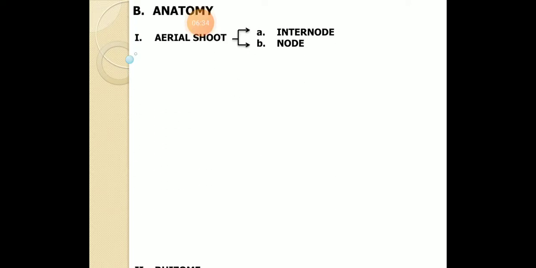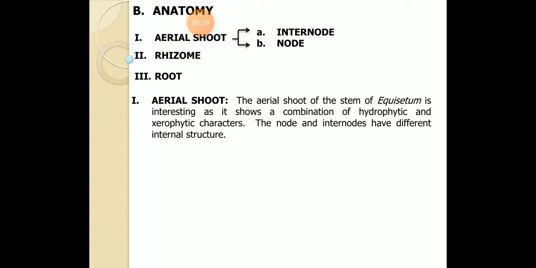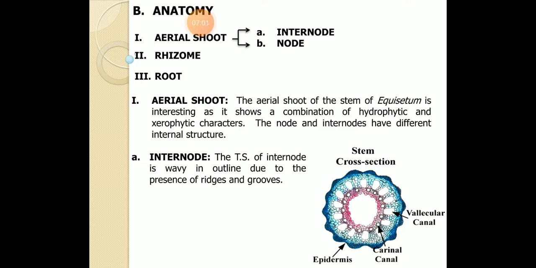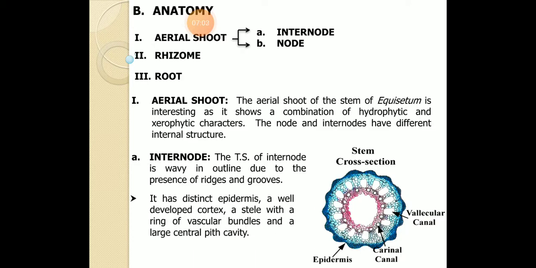Coming to the anatomy of Equisetum, the aerial shoot consists of the internode and the nodal region. The structure of the aerial shoot is interesting, as it combines hydrophytic and xerophytic characteristics. This is the cross section of the internodal region. They have a distinct epidermis, a developed cortex, and a stele with a ring of vascular bundles, but in the center region you will find a hollow region.